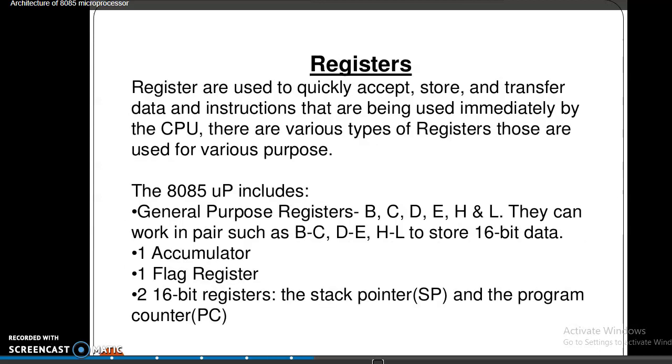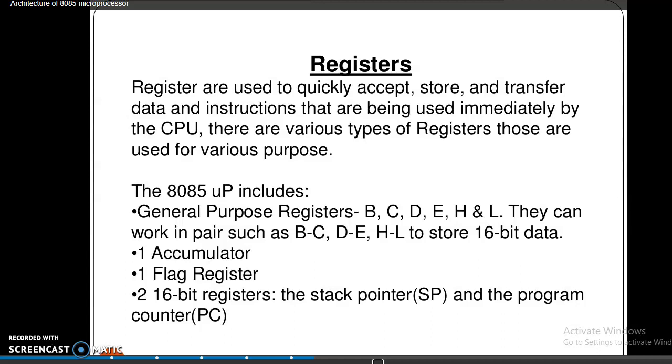And then the registers are the storage area. This is used to store bits of information. Registers are used to quickly accept, store, and transfer data and instructions that are being used immediately by the CPU. By the use of registers only, you can transfer the data, store the data, and get the data and instructions that are being used immediately by the CPU. There are various types of registers, used for various purposes.